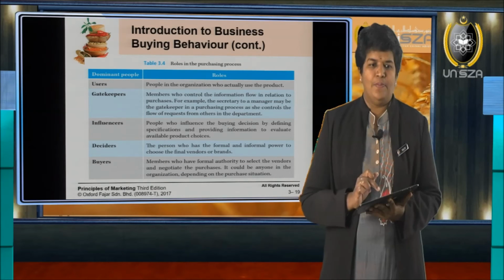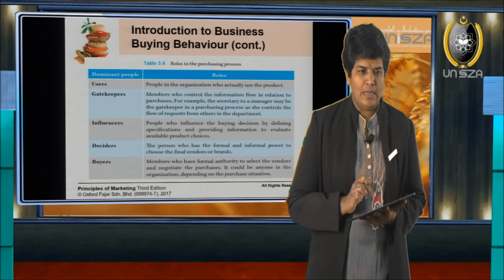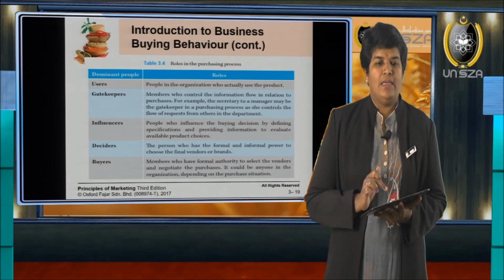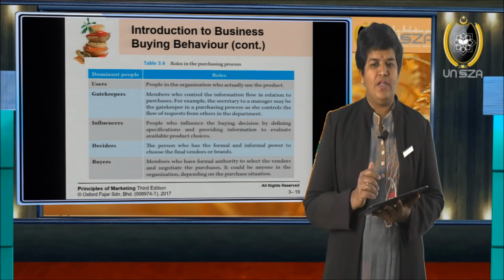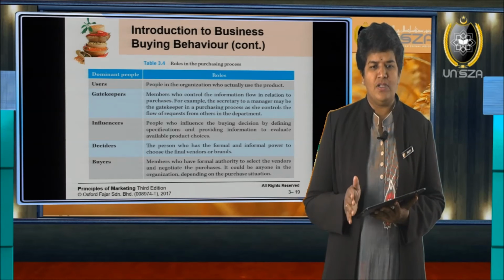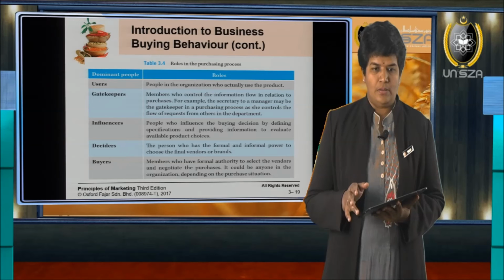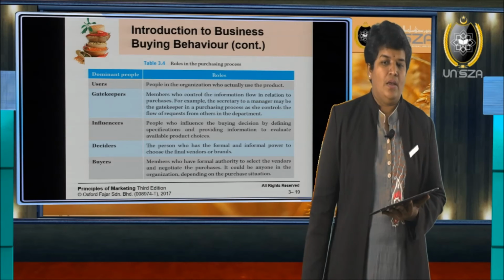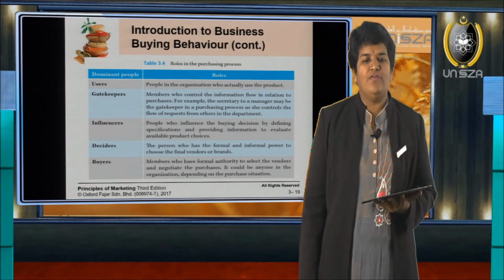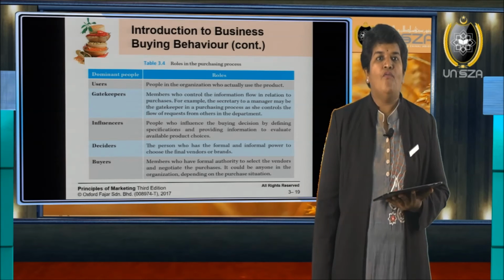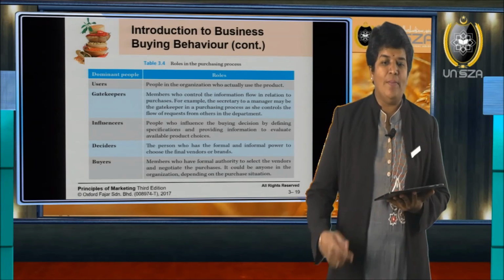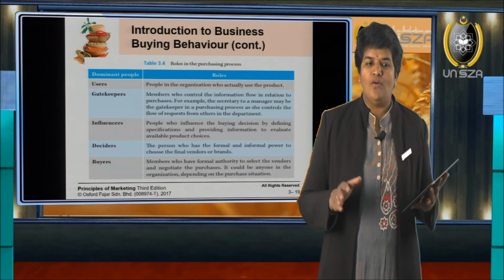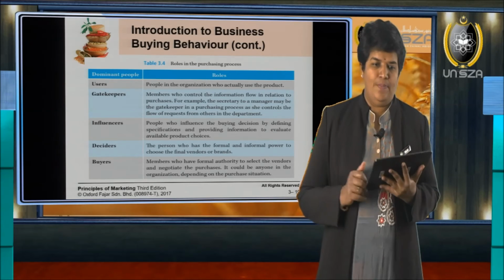Roles in the purchasing process. We have dominant people like user, gatekeeper, influencer, deciders, and buyers. What are their roles? It's stated in this slide. User: people in the organization who actually use the product. So they are the persons who experience and have the knowledge about the product. Gatekeepers: members who control the information flow in relation to purchase. For example, the secretary to a manager may be the gatekeeper in a purchasing process, as she controls the flow of requests from others in the department.